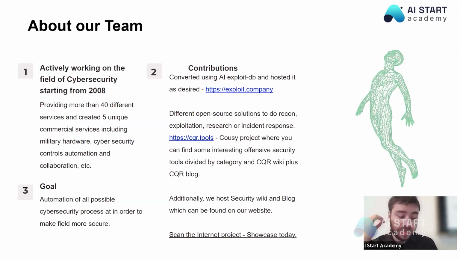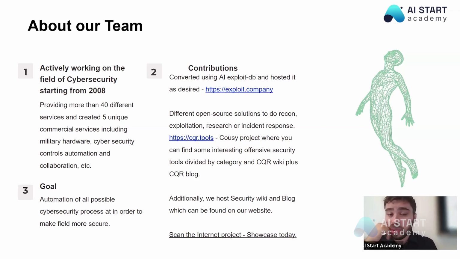So what is that website? That website was converted from the original 20-year-old website called ExploitDB, which includes a list of vulnerabilities. Why is it important? On the exploit.company website, you can sort by different years, different vulnerabilities, and different software. For example, if you're running Windows 11, you can just go on exploit.company, write Windows 11, and see all the vulnerabilities which are there.